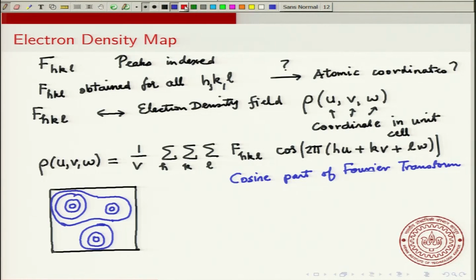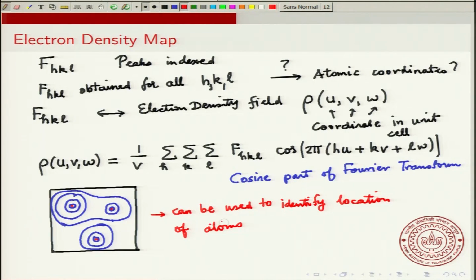Okay. So, then immediately you would identify that an atom is located right here. These are the locations of the atoms, where the electron density is maximum. And so, you can identify the location of the atoms using these electron density maps. So, electron density map can be used to identify atoms in unit cell.